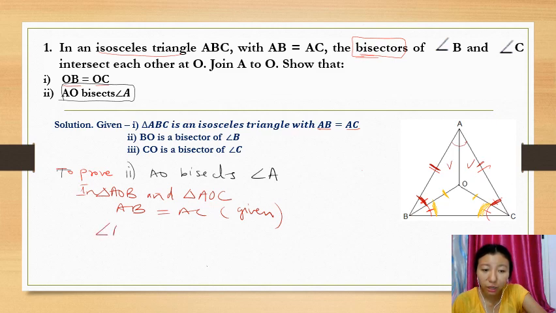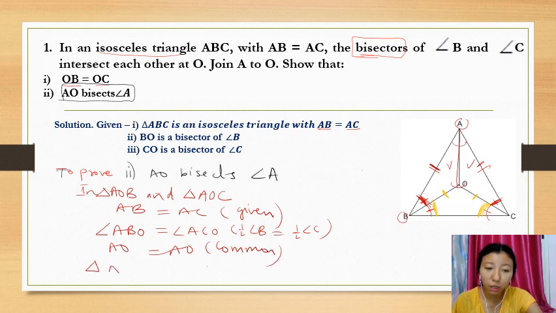And we also know that BO bisects angle B and CO bisects angle C, so half of angle B is equal to half of angle C. Likewise, AO is a side common to both triangles AOB and AOC, so AO is equal to AO, that is common.